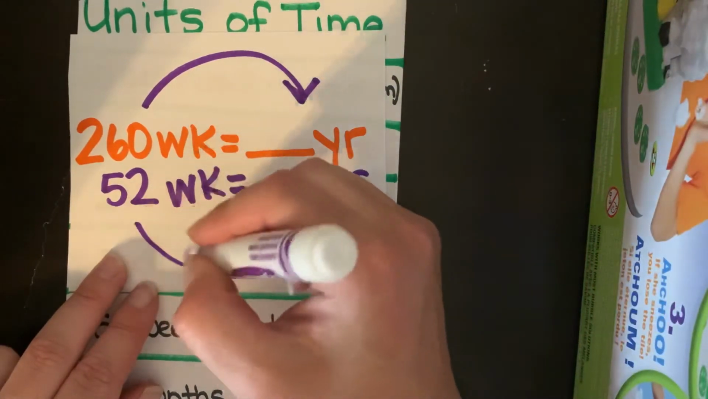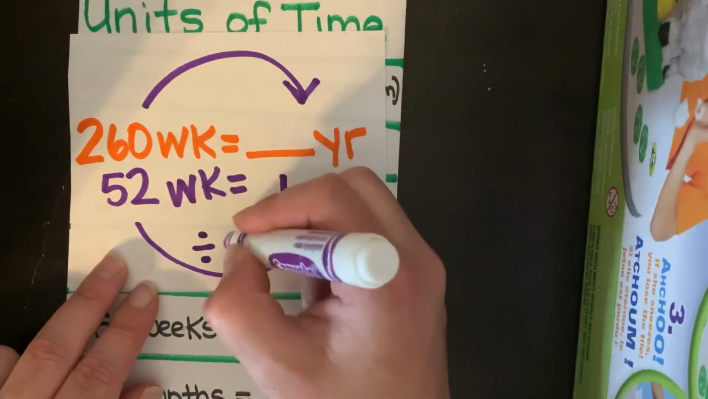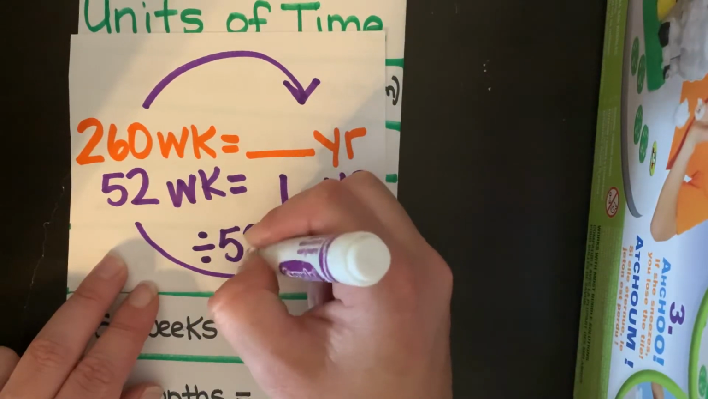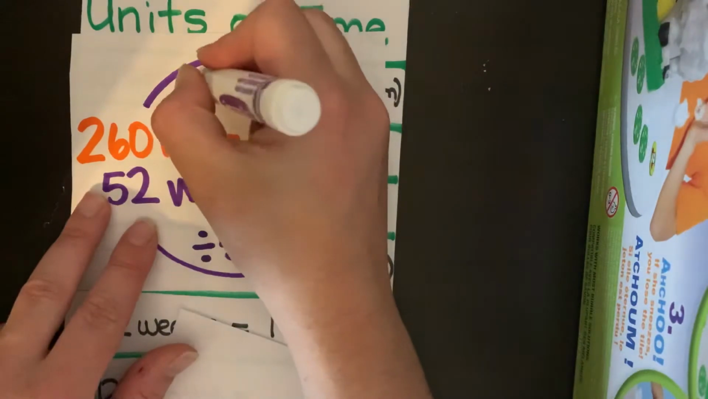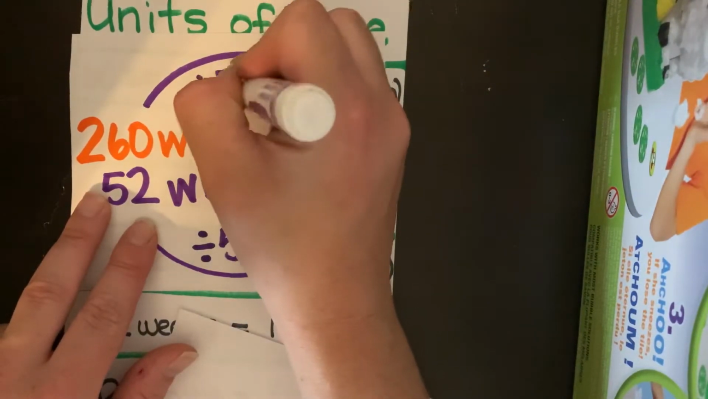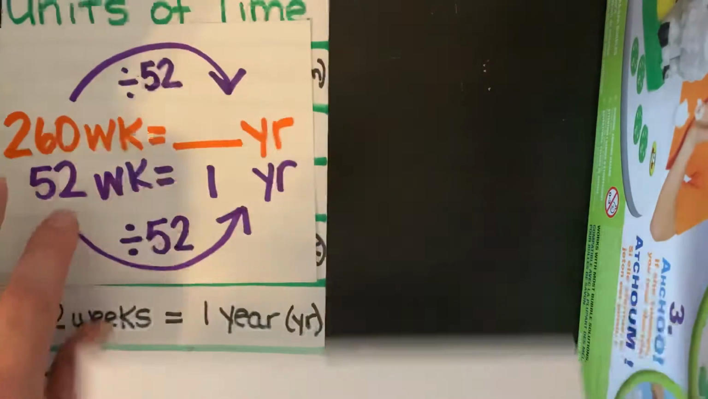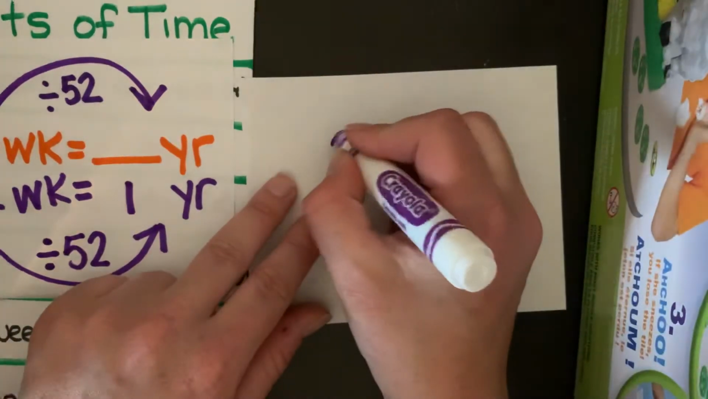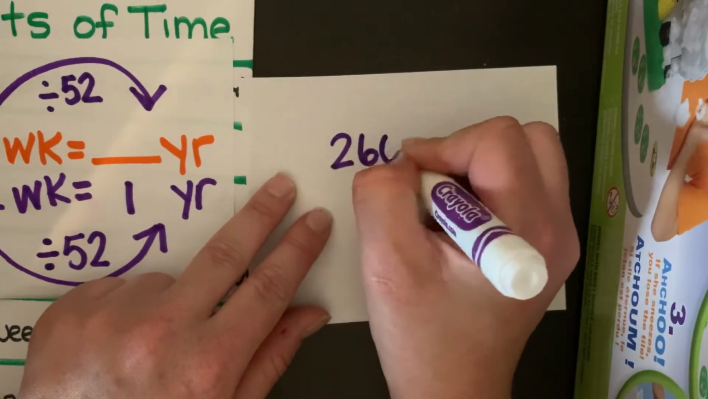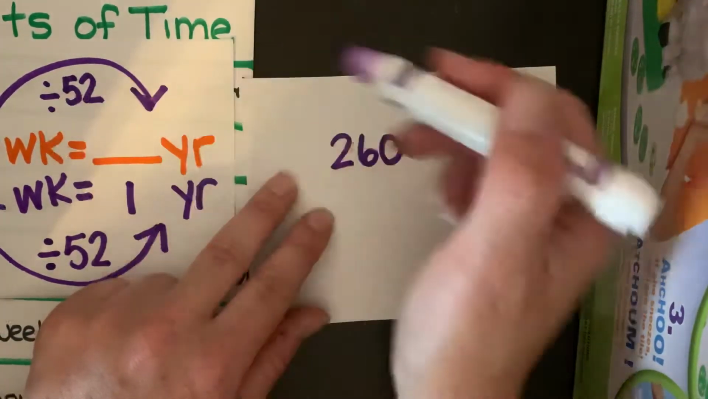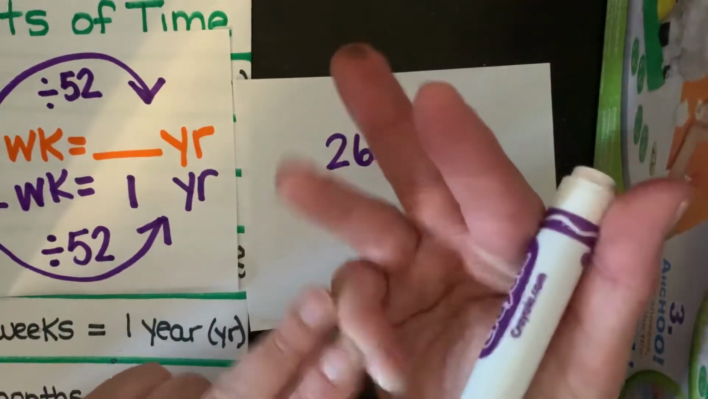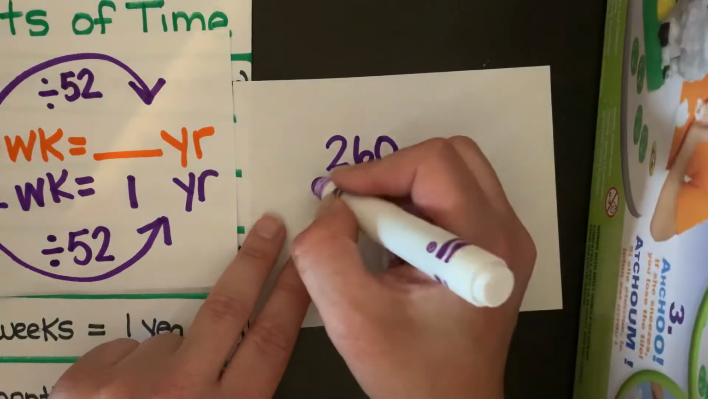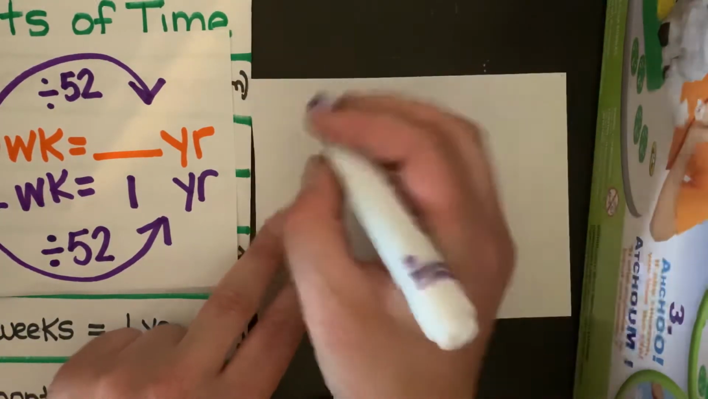Now 52 divided by what would get me 1? Divided by 52 gets me 1. So that means I want to divide 260 divided by 52. So I can do that over here. You can use estimating to help you. If you want to count by 50s, 50, 100, 150, 200, 250. My guess is it's going to be about 5 years.